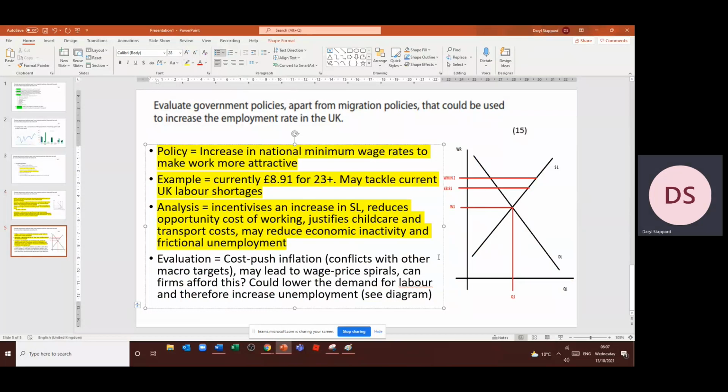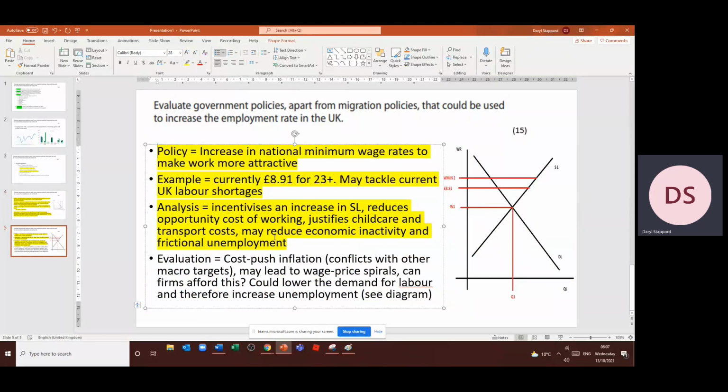So the idea is that when you go to work, you obviously generate an income, and the opportunity cost of working is that loss of leisure time. So if you're now compensated more for working, you're more likely to want to do it. You can even argue for many people who may be economically inactive, it may incentivise them to want to work because it might justify higher transport costs or childcare issues. So it may hopefully reduce economic inactivity.